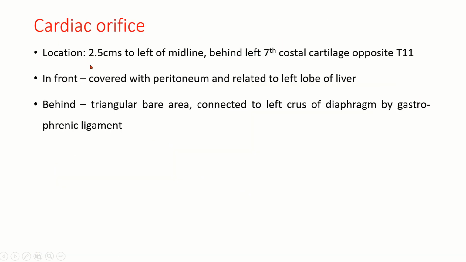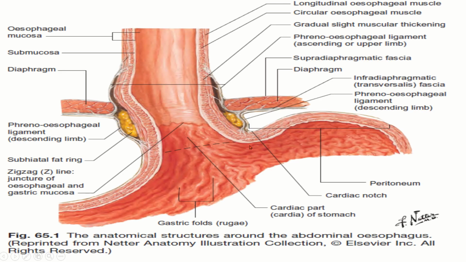Cardiac orifice: 2.5 centimeters to the left of the midline. It lies behind the left 7th costal cartilage, opposite the T11 vertebra. In front, the cardiac orifice is covered with peritoneum and related to the left lobe of the liver. Behind, it is related to the triangular bare area of the stomach and connected to the left crus of the diaphragm by the gastrophrenic ligament. You can see here, this is the cardiac orifice. You can see the circular muscle of the stomach is continuous with the esophagus.